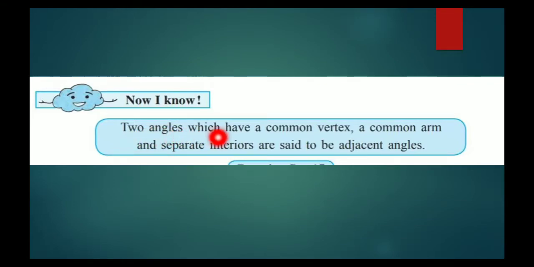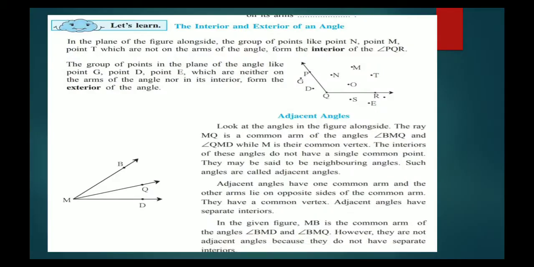Two angles which have a common vertex, a common arm and separate interiors are called adjacent angles. Okay, what is the common vertex here? M is the common vertex. What is the common side here? Common side is MQ. This is called an adjacent angle. I hope it is clear now, very clear.